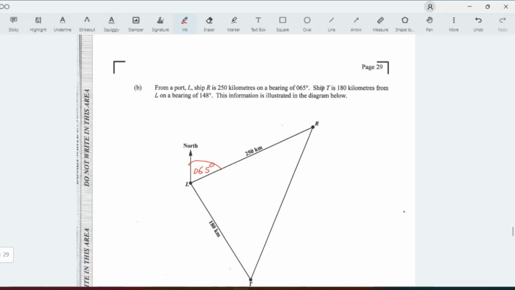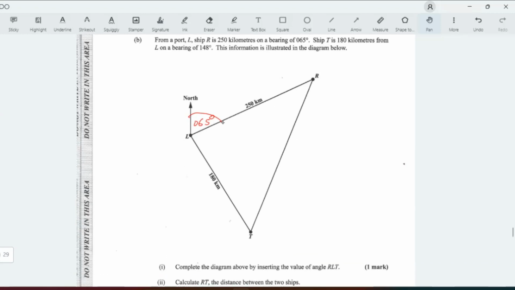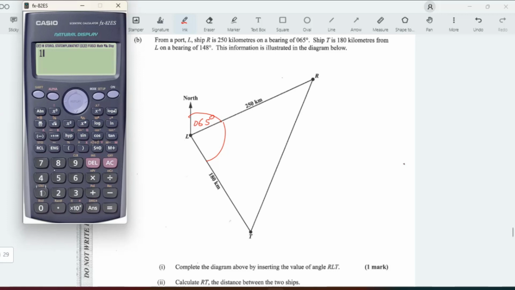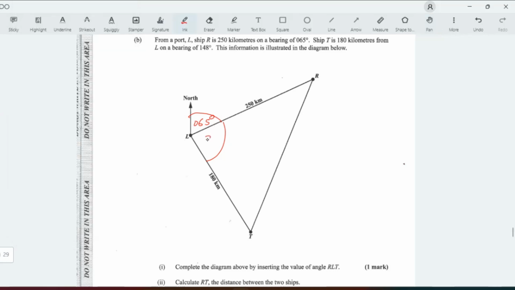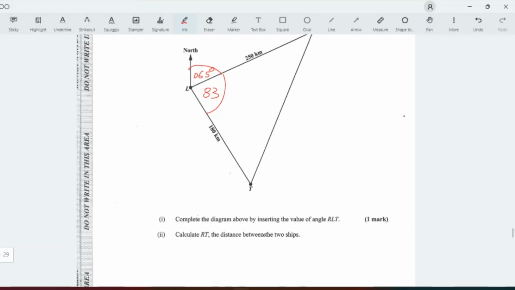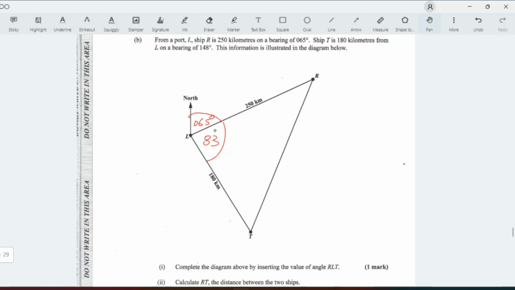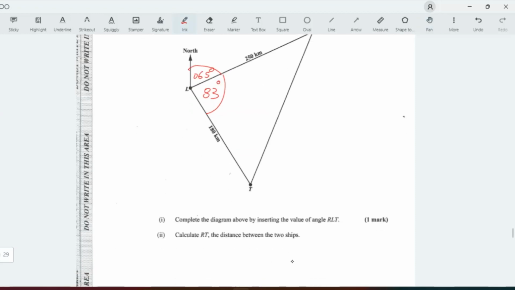Then they tell us that ship T is 180 from L, so from L on a bearing of 148. So all of this is 148. In this case now, 148 minus the 65 inside here is 83. So we put in angle RLT, I mean 83 degrees.